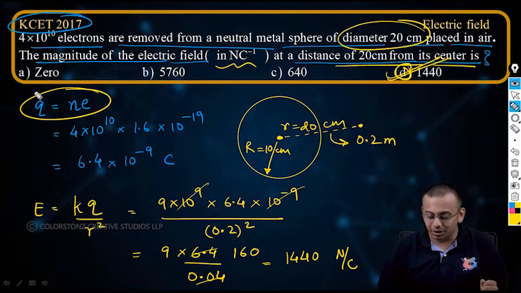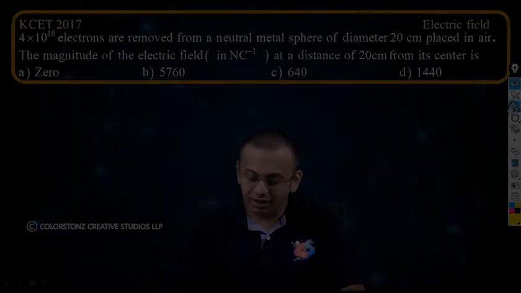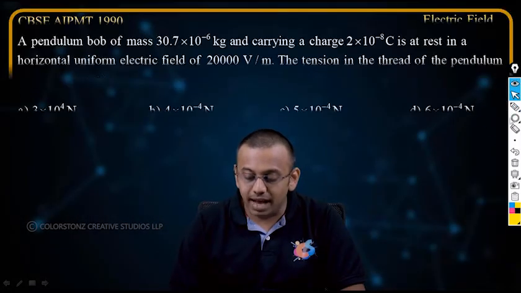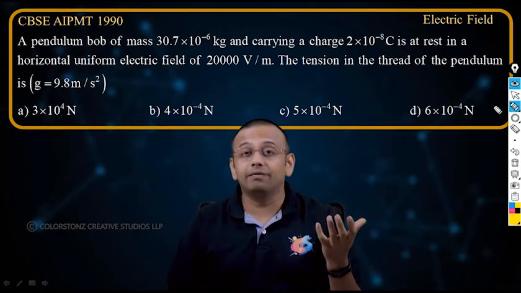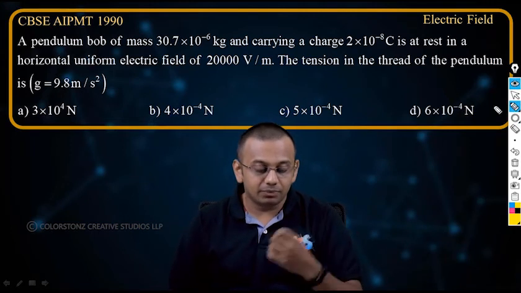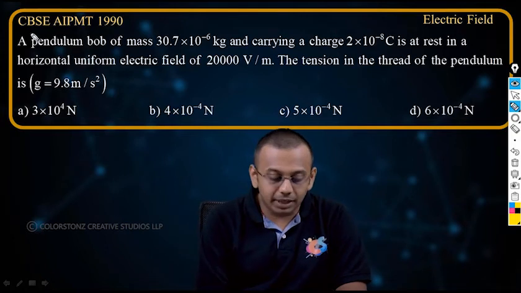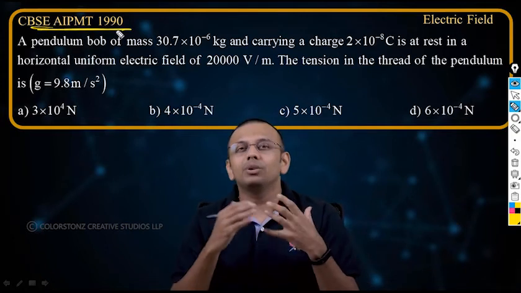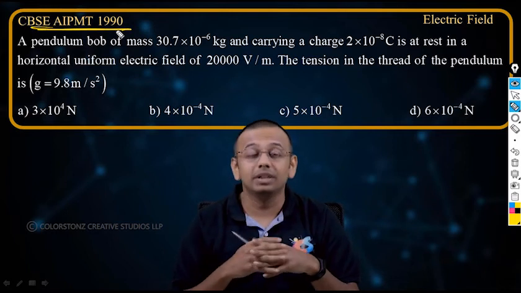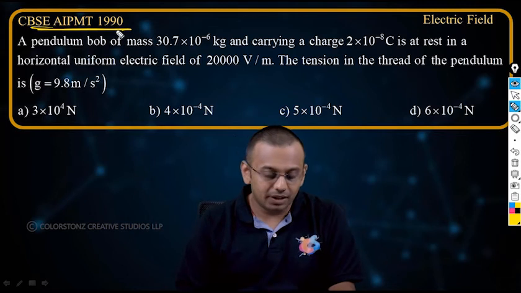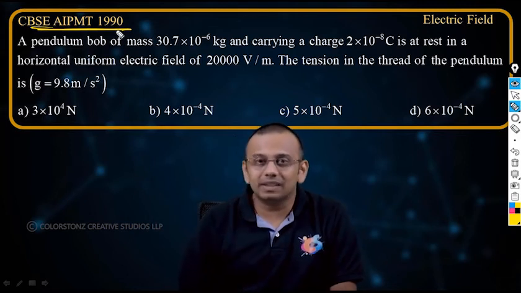It was fairly simple. Let's go to the next problem now and see what that is. This question will be the last question that I want to take in this segment, based on electric field due to point charges. This is taken from AIPMT 1990. So a very old question, but this type of question is very common even in the JEE exam. So let's try to understand what the setup is.